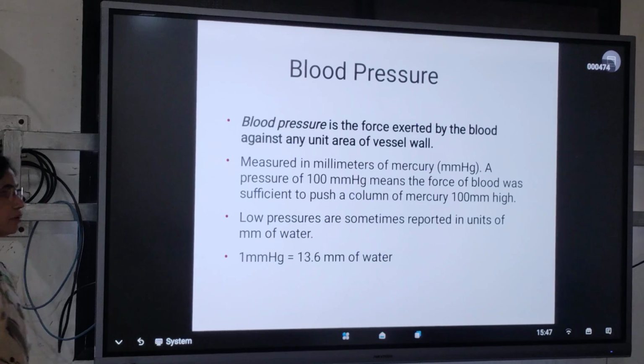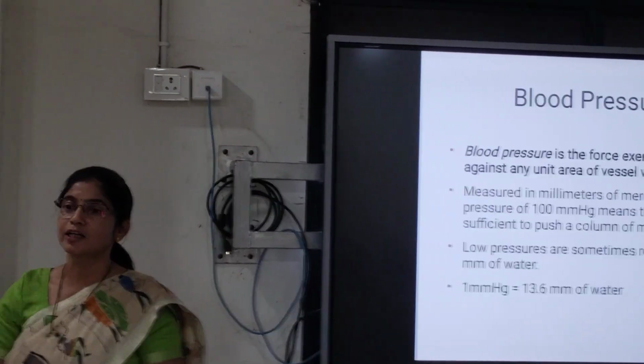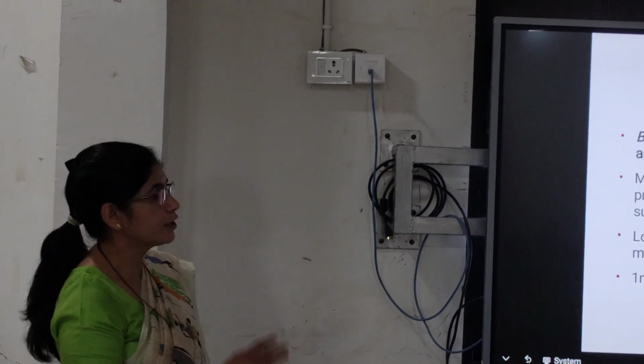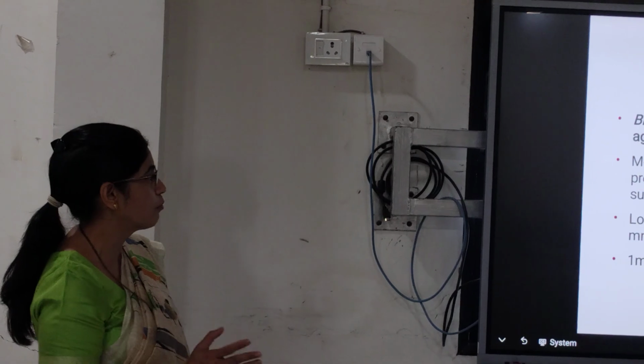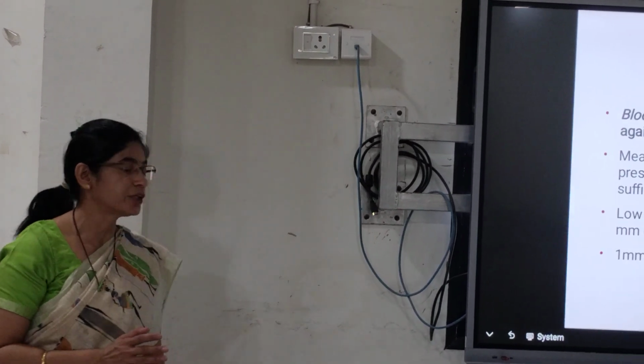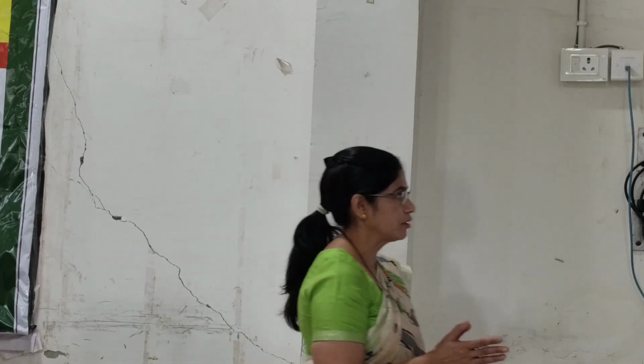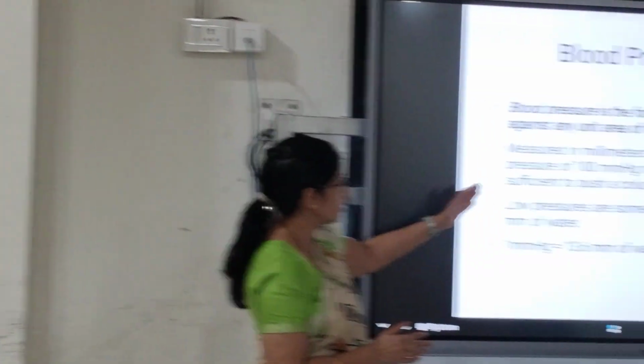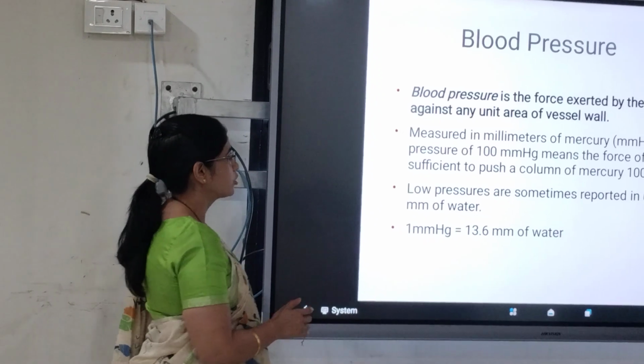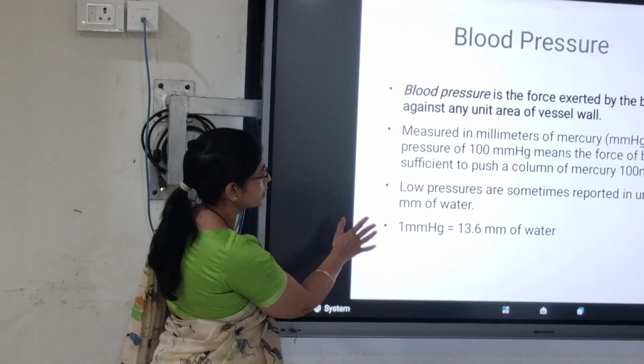Now blood pressure. The definition of blood pressure is the force exerted by the blood against any unit area of the vessel. So when the blood is moving in the vessel, how much pressure is exerted on the lateral wall of your blood vessel, that is the blood pressure. You know the normal levels: systolic is 100 to 120 and diastolic is 80.